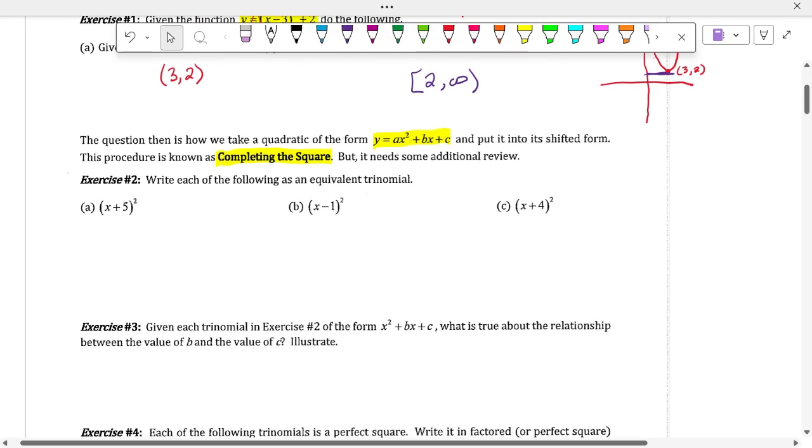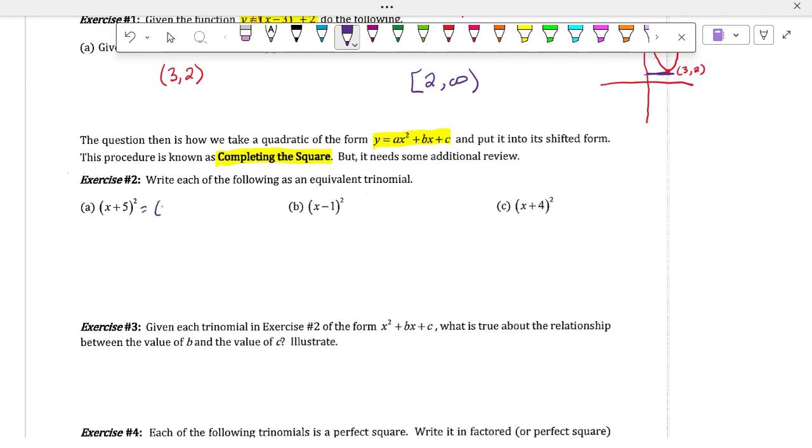So remember, we did some of this with our practice yesterday. If we write the equivalent trinomials for these, remember x plus 5 squared is the same thing as x plus 5 times x plus 5. Now, I know you guys are fully capable of foiling or box methoding this, but your trinomial will be x squared plus 10x plus 25.